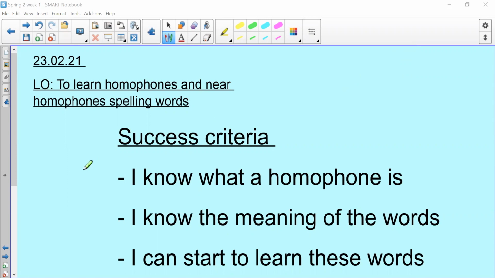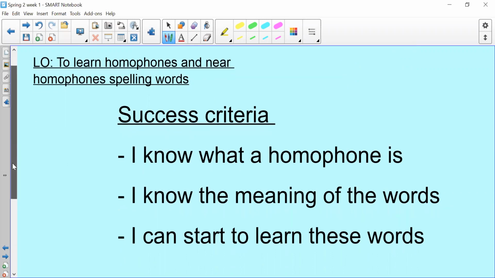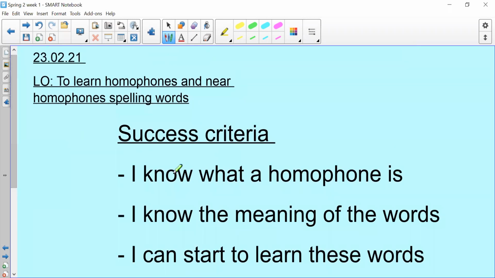So how are you going to be successful in achieving the learning objective today? You'll be able to know what a homophone is, you'll be able to know the meaning of the words that we are learning, and you'll be starting to learn these words, because for the rest of the week we will be applying our revision strategies to help us learn them. But of course we need to know what our words are first.